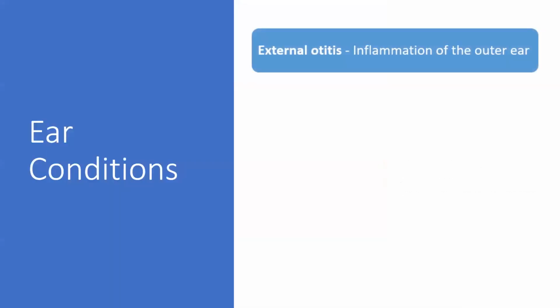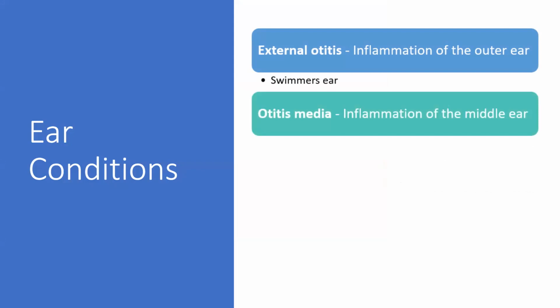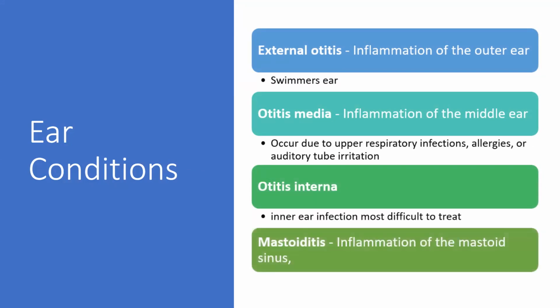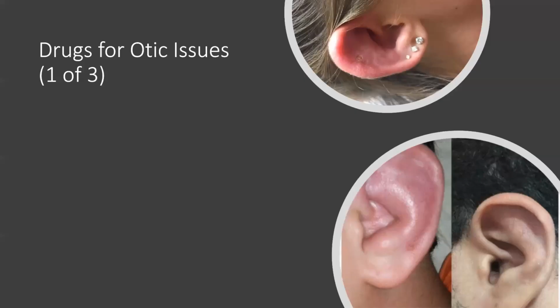Ear conditions: external otitis, which is the inflammation of the outer ear, is called swimmer's ear. Then we have otitis media. It is inflammation of the middle ear, which occurs due to upper respiratory infections, allergies, or auditory tube irritation. Otitis interna, as the name suggests, is an inner ear infection. It is the most difficult to treat. Then we can have mastoiditis, which is inflammation of the mastoid sinuses. If it's untreated, it can result in hearing loss as well.